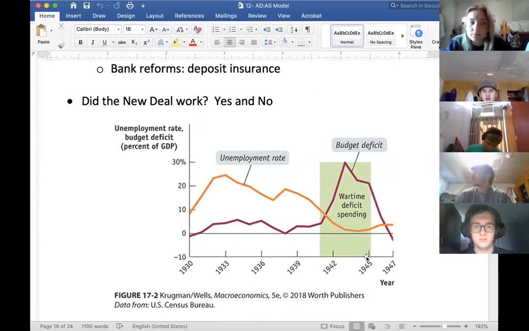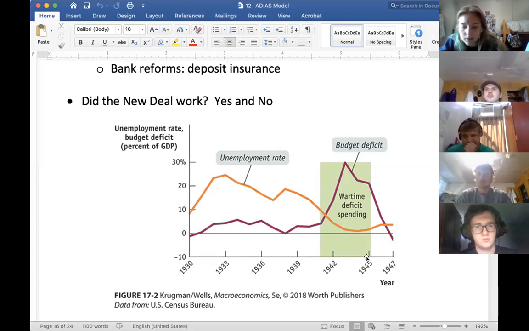Here's looking at the unemployment rate, which is the orange line. And then the purple line, or the purplish red line, is our budget deficit, basically meaning how much we were spending above what we were taking in taxes. And so look here at what happened during the New Deal in the early 1930s, up to like 1933. Notice that our budget deficit went up and the government was spending more money.